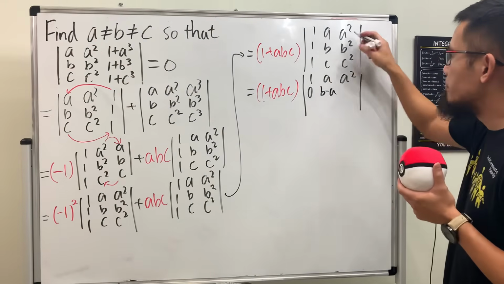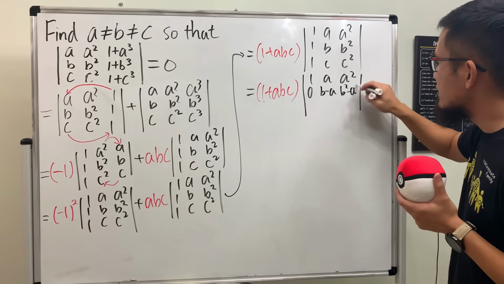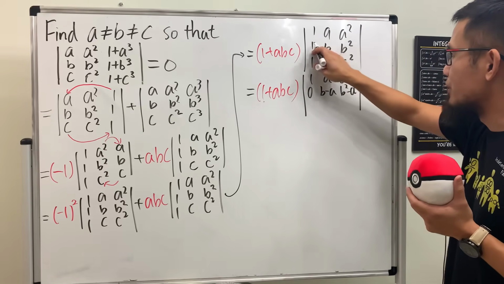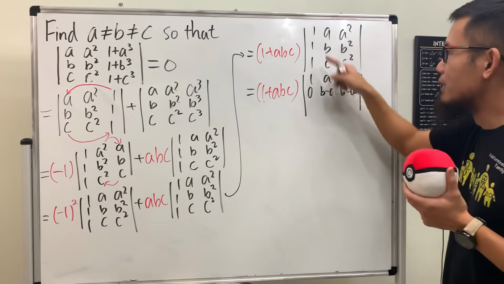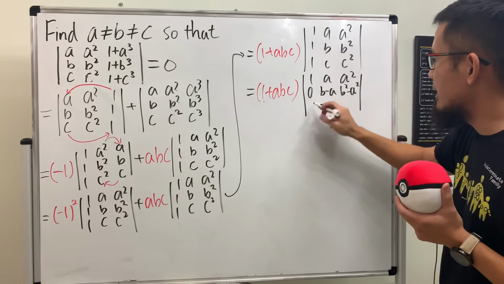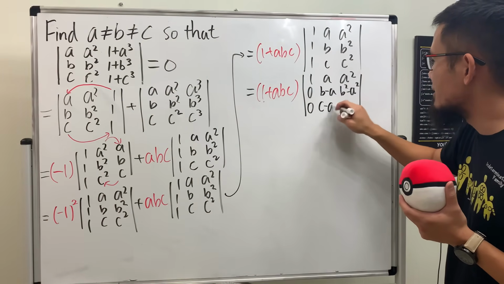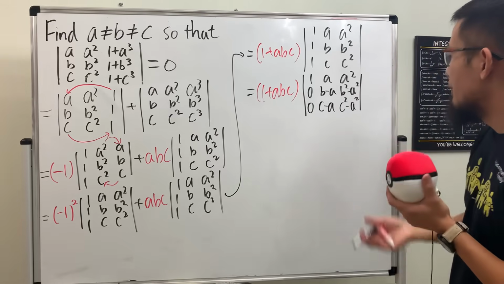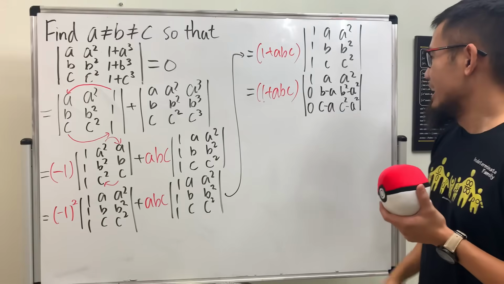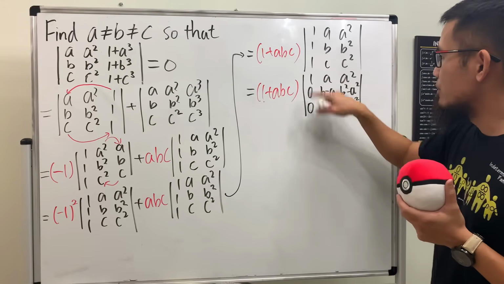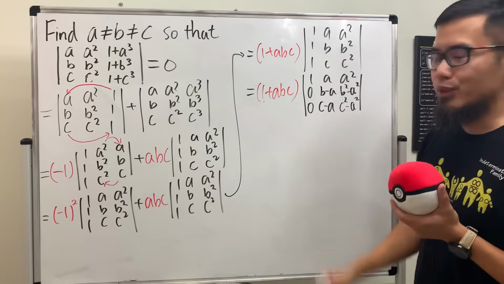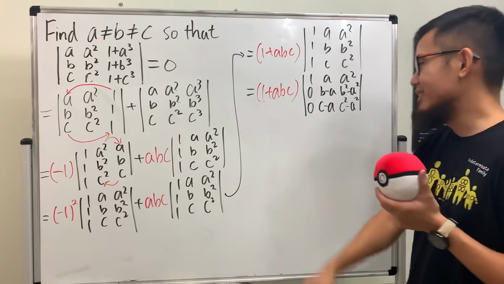And then we have b squared minus a squared. And since we can do this to here, why don't we do it to the third row as well? So multiply this by negative 1 and add here, we get 0, c minus a, and then c squared minus a squared. Very nice, right? And now you can do the expansion right here, and you will just end up with a determinant of the 2 by 2 matrix, which is much better in my opinion.